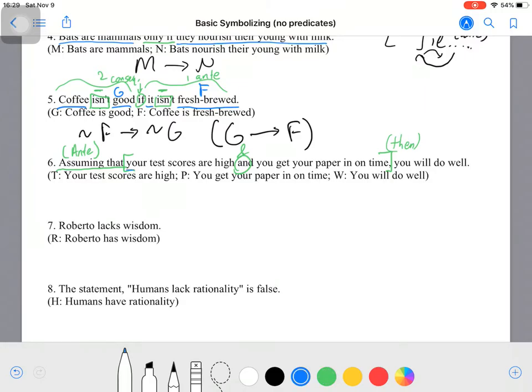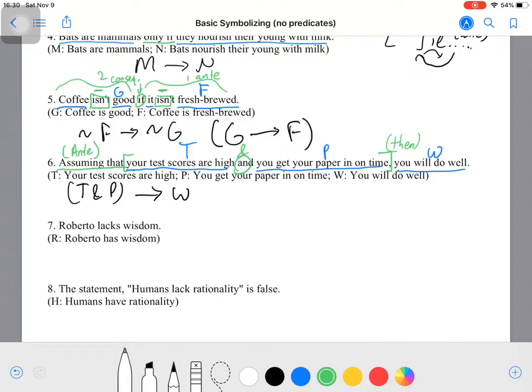So assuming that your test scores are high, that's a T. You get your paper in on time, that's a P. Then you will do well, it's a W. Putting it all together, assuming that both your test scores are high and you get your paper in on time, then it follows that you would do well.